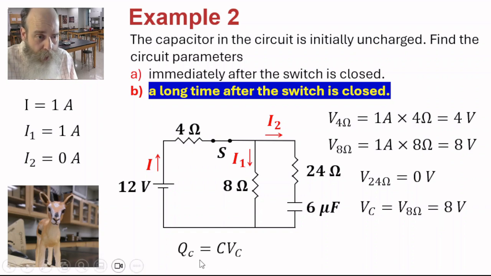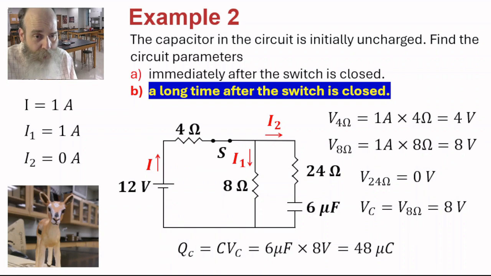And now the charge in the capacitor. QC equals C times VC, so 6 microfarads times 8 volts gives us 48 microcoulombs.